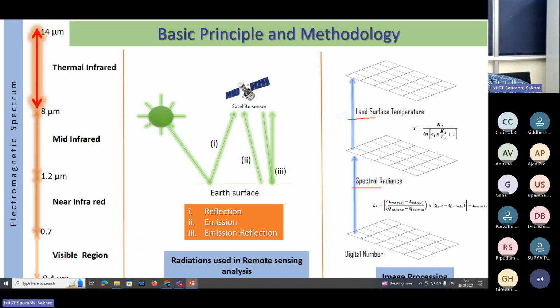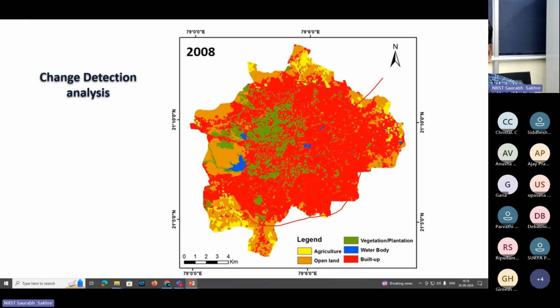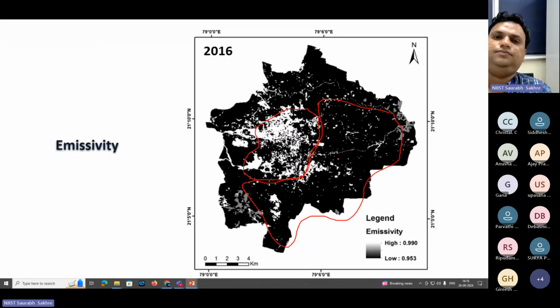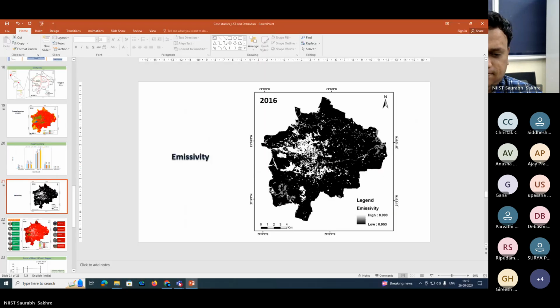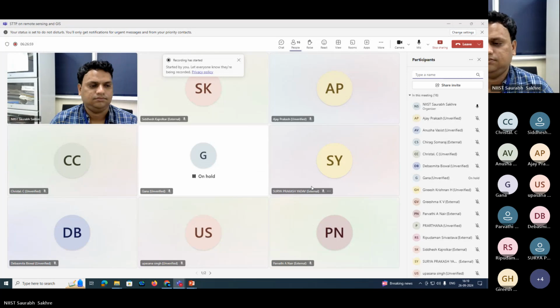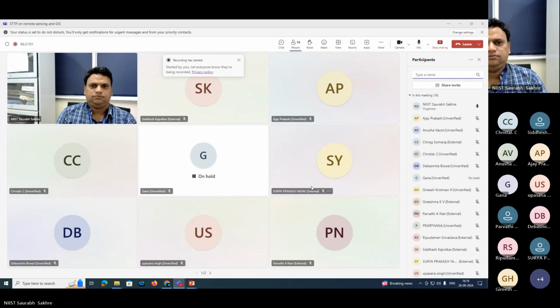Like that only you have to apply the formula. Only thing is that in this case, the input will be your land use land cover, whatever you are doing. You will give the land use land cover input, you will apply the emissivity formula, and you will have emissivity maps like the one I have shown you. But the concept, I hope it is clear to you. The lower the emissivity, the more temperature it will retain. Yes, sir. Anyone else?